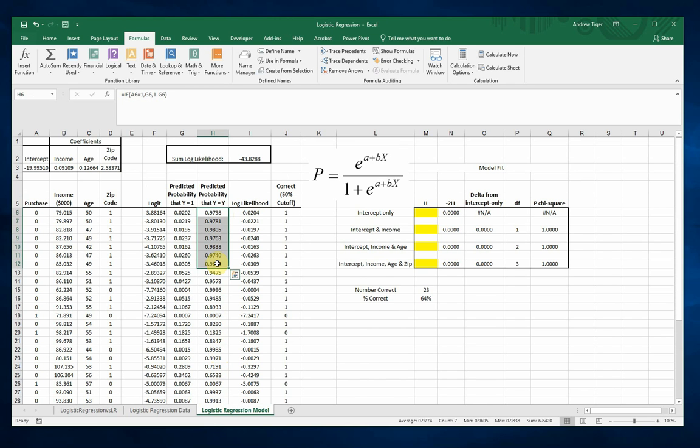So here's a math trick that they use. Rather than multiplying these together, they take the natural log of these. So we take these probabilities and take the natural log of all of them. And again, all you have to use is the LN function. That's all you have to do.